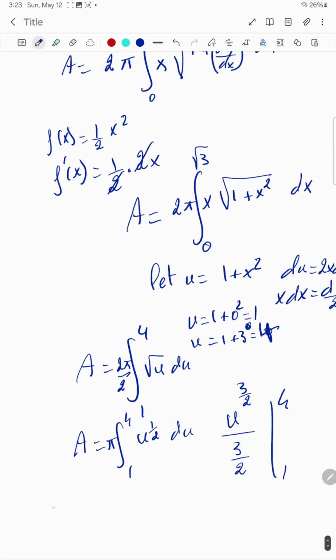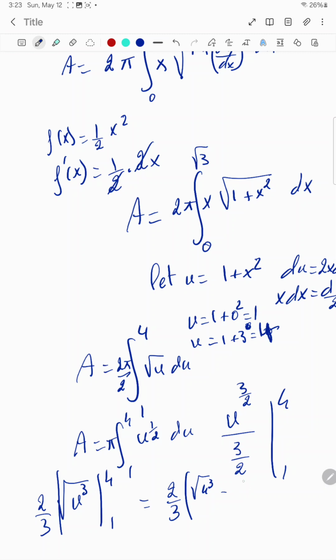So it becomes square root of u to the power of 3 times 2 over 3 between 1 and 4, and the first time I replace my u by 4, so it is equal to 2 over 3 times square root of 4 to the power of 3 minus square root of 1 to the power of 3, which is 1. So that would be it. And if you do your calculation, it becomes 14.66 units square.